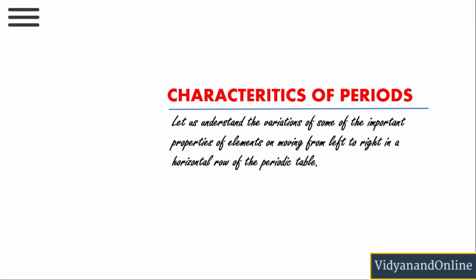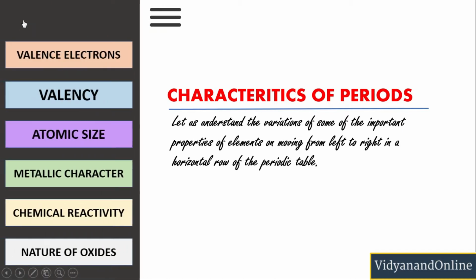So let us understand the variation of some of the important properties of elements on moving from left to right in a horizontal row of the periodic table. These are the properties about which we are going to talk in this session. We are going to see what will happen to the valence electrons if you are moving from left to right, what will happen to the valency of elements, what will happen to atomic size, metallic character, chemical reactivity and nature of oxides of elements.